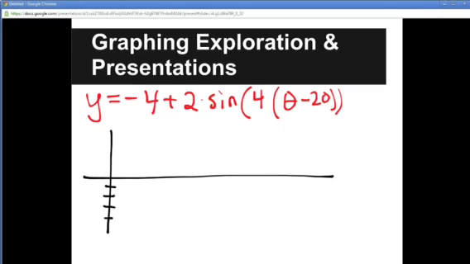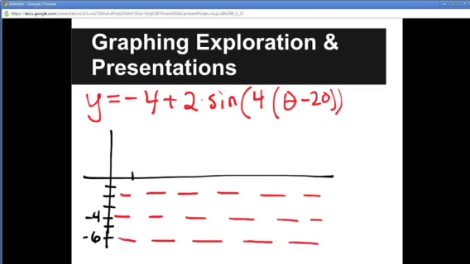So if we start by figuring out where the sinusoidal axis goes, instead of 0, it's going to be at -4. So we plot that horizontal line. And then my amplitude says I'm going to go up 2 and down 2 from that axis. And so I now have my bounds for my sine curve, my upper and lower bounds, and my sinusoidal axis in the middle. And the 20 is 20 to the right. So that's going to be my starting point.